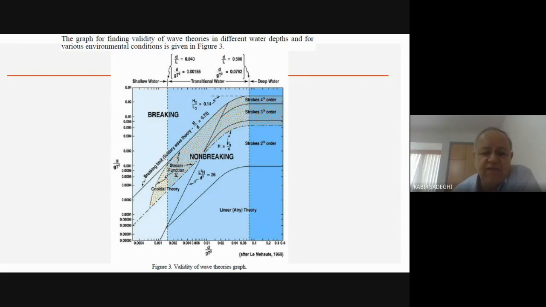First, you see in the vertical axis the value H over gT squared. What is that? H is wave height, g is gravitational acceleration, and T is wave period. In the horizontal axis, you see d over gT squared, where d is water depth. And why do we divide by gT squared? Because we wanted a dimensionless parameter. It gives us better results. We don't use any unit here, so any unit system is valid.